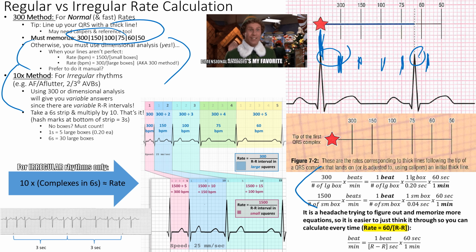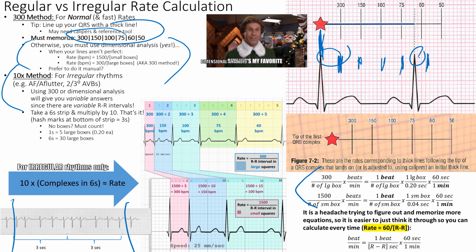Okay, so first in the bottom left there, you see the 6 seconds right there. This is like in real life, but on the test, I would probably give you just the 6-second strip. I would cut off those other complexes, right? But if we look at those, how many complexes do we have in the bottom left corner in that 6 seconds as marked there? 10. All right, so 10 times 10 is 100. The heart rate's 100. Why does that not work for regular rhythms? It just doesn't, because there's variability there.